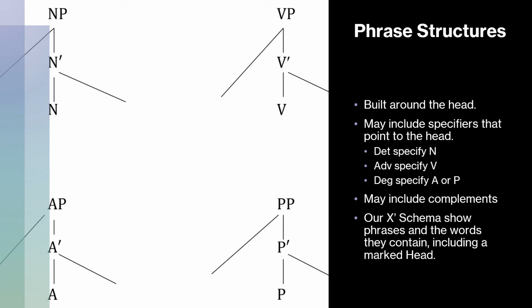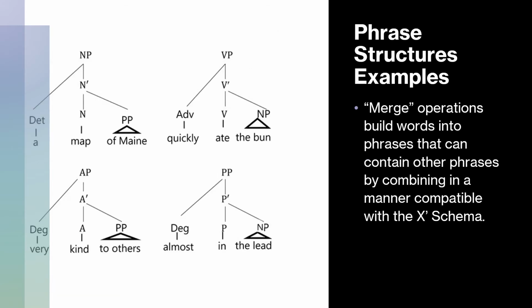But specifiers are also sometimes specific to different phrase structures. So with noun phrases, you may have determiners; with verb phrases, adverbs; with adjective and prepositional phrases, degree words. And remember, they can include complements. They don't necessarily have to, but they may. And our X-bar schema shows the phrases and the words they contain, including the marked heads. Once again, you see there in the example that the head word is marked at the category level with that little single quotation mark, or an apostrophe, if you will.